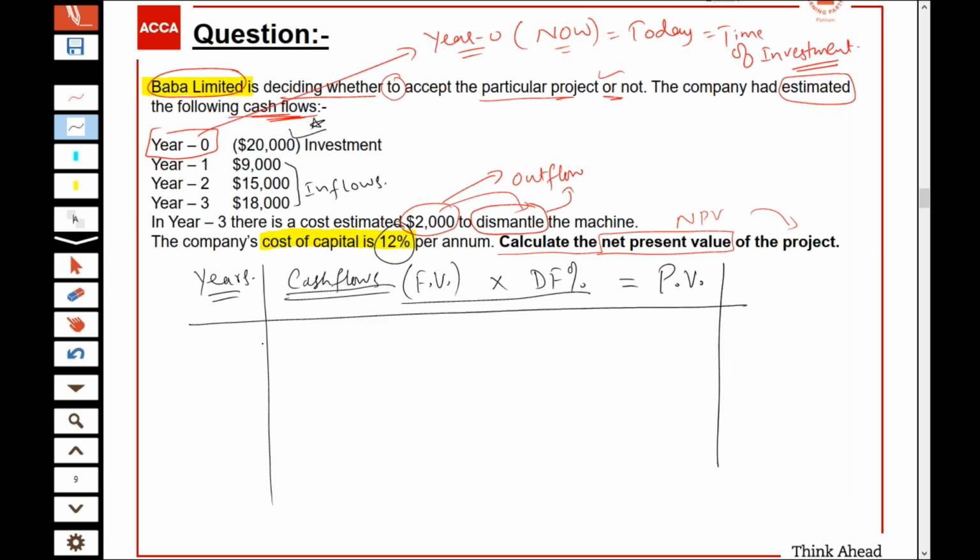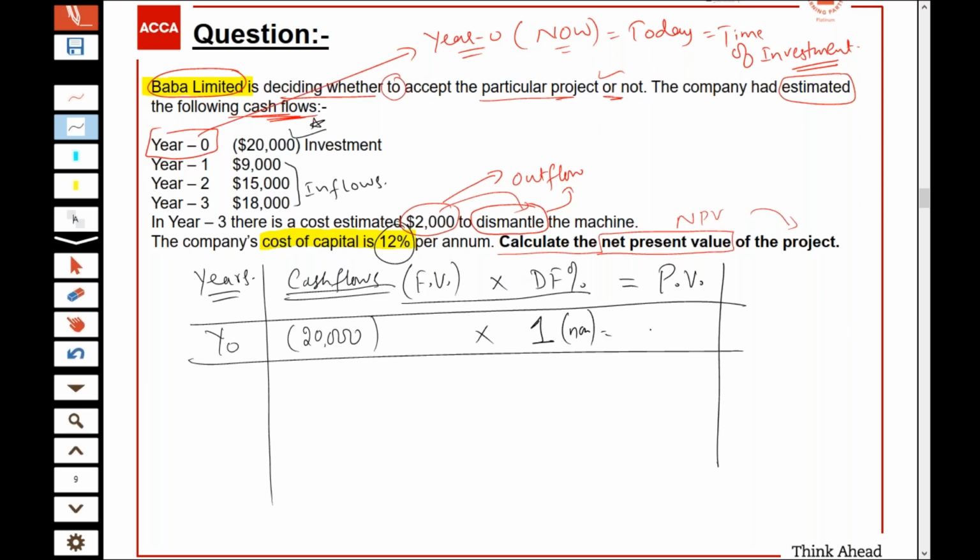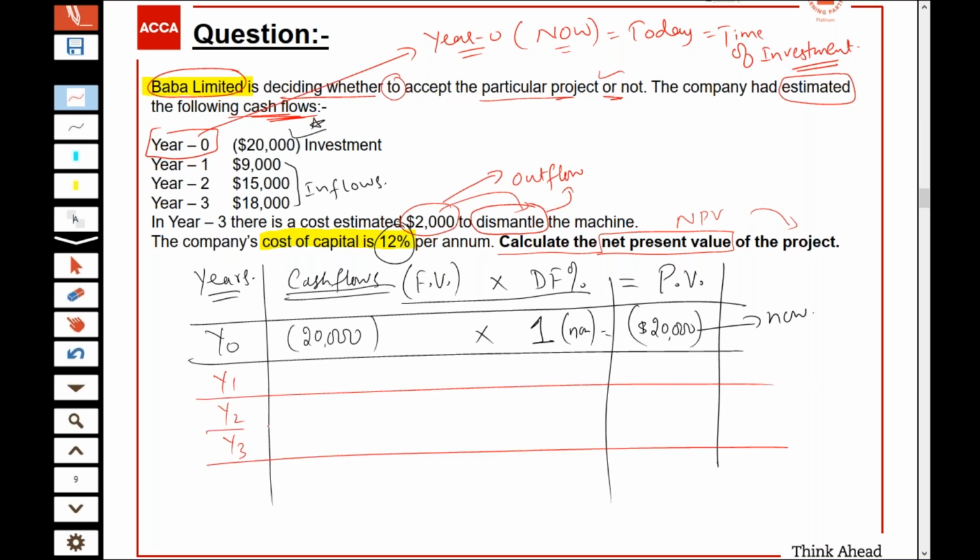Okay, so it's year zero. The cash flow is 20,000. Multiply by the discount factor. The discount factor in year zero is always 1, because this is year zero, this is now, and it will be minus 20,000 because this is now. Okay, year 1, year 2, and year 3. In year 1, the amount is $9,000. Year 2 is $15,000, and year 3 is 18,000 inflow and 2,000 outflow.